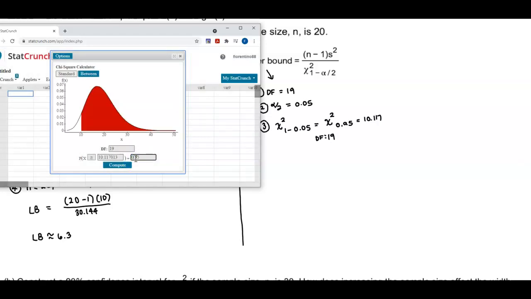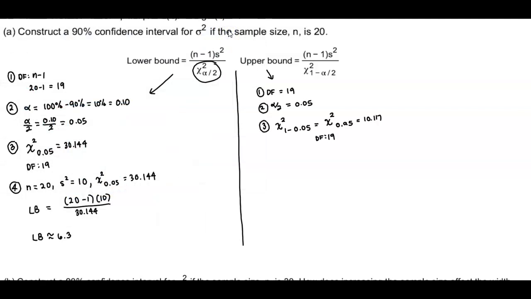Oops. And then you can see that we get 10.117. Okay, and now we're going to use our formula to find the upper bound. So again, we know that n is equal to 20. We know that the variance is equal to 10. And we know that the chi-square of the area of 0.95 is equal to 10.117. So let's plug it into our formula to find the upper bound.